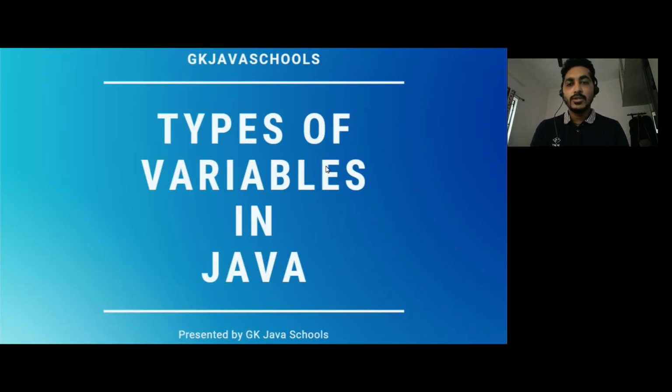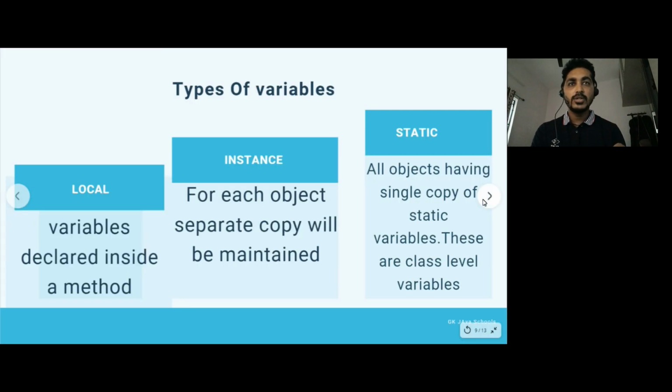In this class, we are going to discuss what are the different types of variables available in Java. There are three types of variables. One is local variables, another one is instance variables, and static variables.